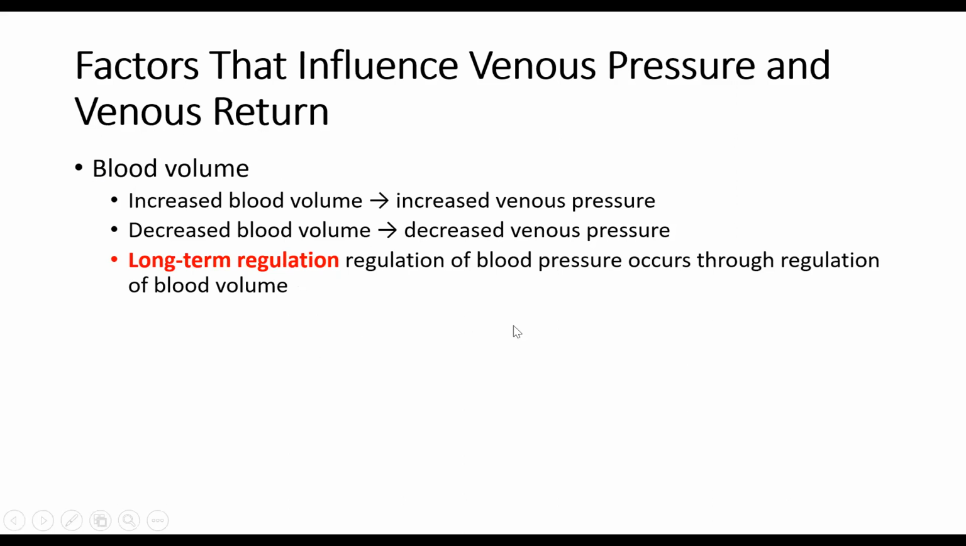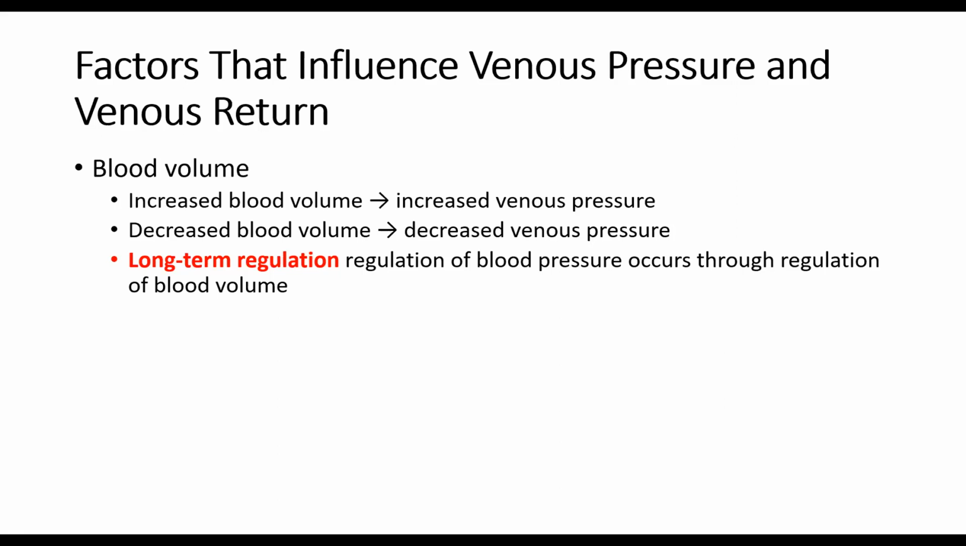And then the third factor here is regulating our blood volume altogether. This is more of a long-term regulation. And so what this really means here is we can regulate how much blood is in our body, essentially, and that will determine how much blood volume we have and how much venous pressure is being exerted. Okay, so if I have less blood volume, and when we talk about blood volume, we talk about what's happening in terms of regulation through the kidneys.